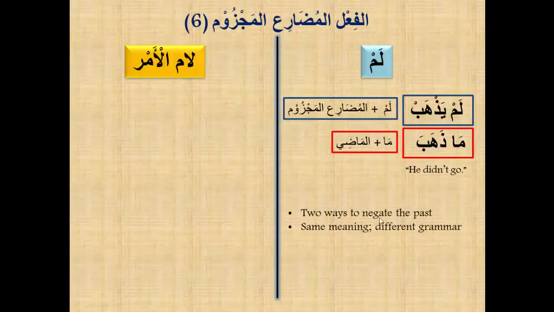Two ways to negate the past, same meaning, just different grammar: lam yadhhab and ma dhahaba. So you'll see both in the Quran. You'll see lam plus fi'l mudari' majzoom or ma plus fi'l madi.